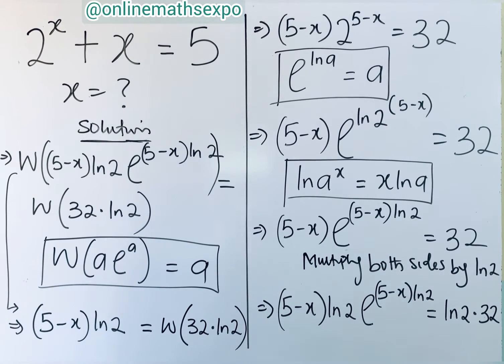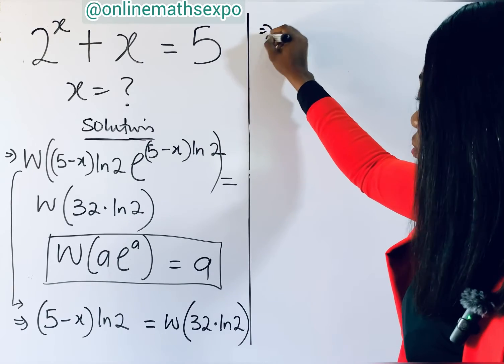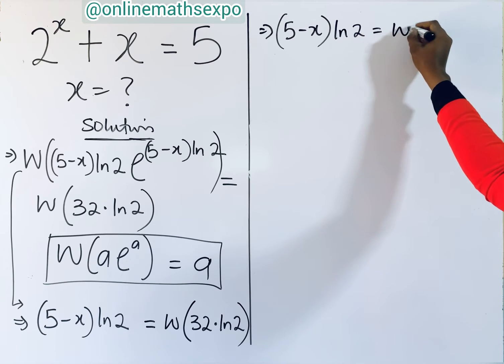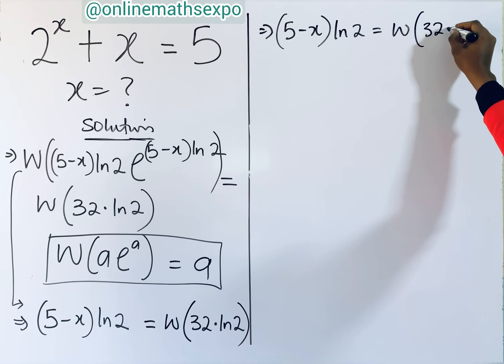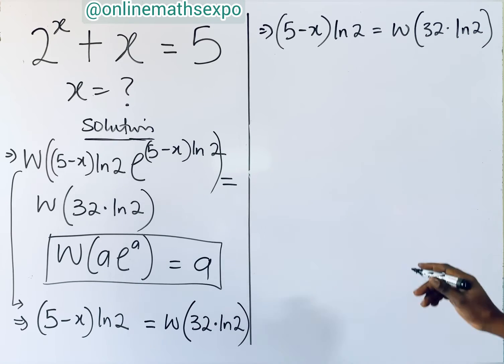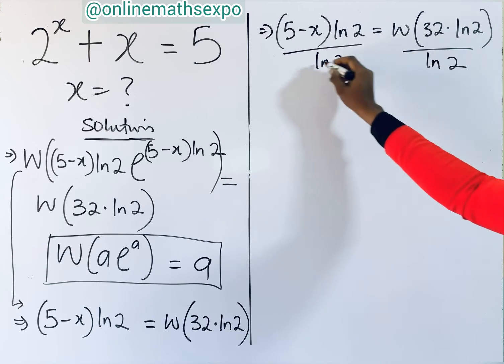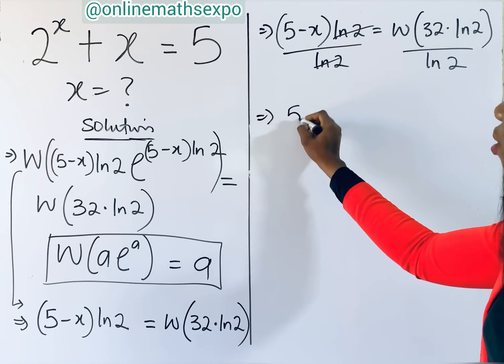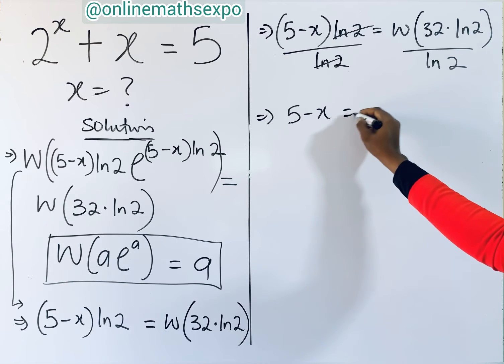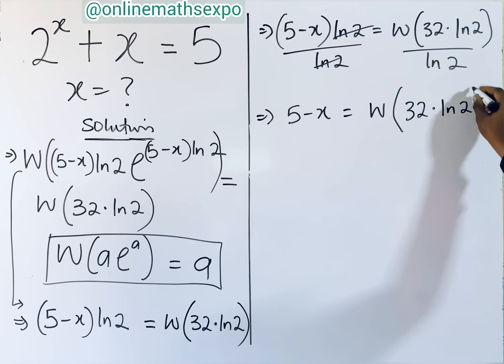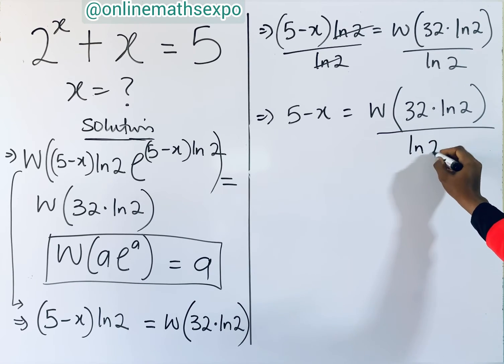Interesting. So at this point, we are going to divide both sides by ln of 2 just for us to find x. To do that, we have 5 minus x into ln of 2 is equal to Lambert W function of 32 times ln of 2. As I said, we divide both sides by ln of 2. This cancels. So you have 5 minus x is equal to Lambert W function of 32 multiplied by ln of 2, divided by ln of 2.